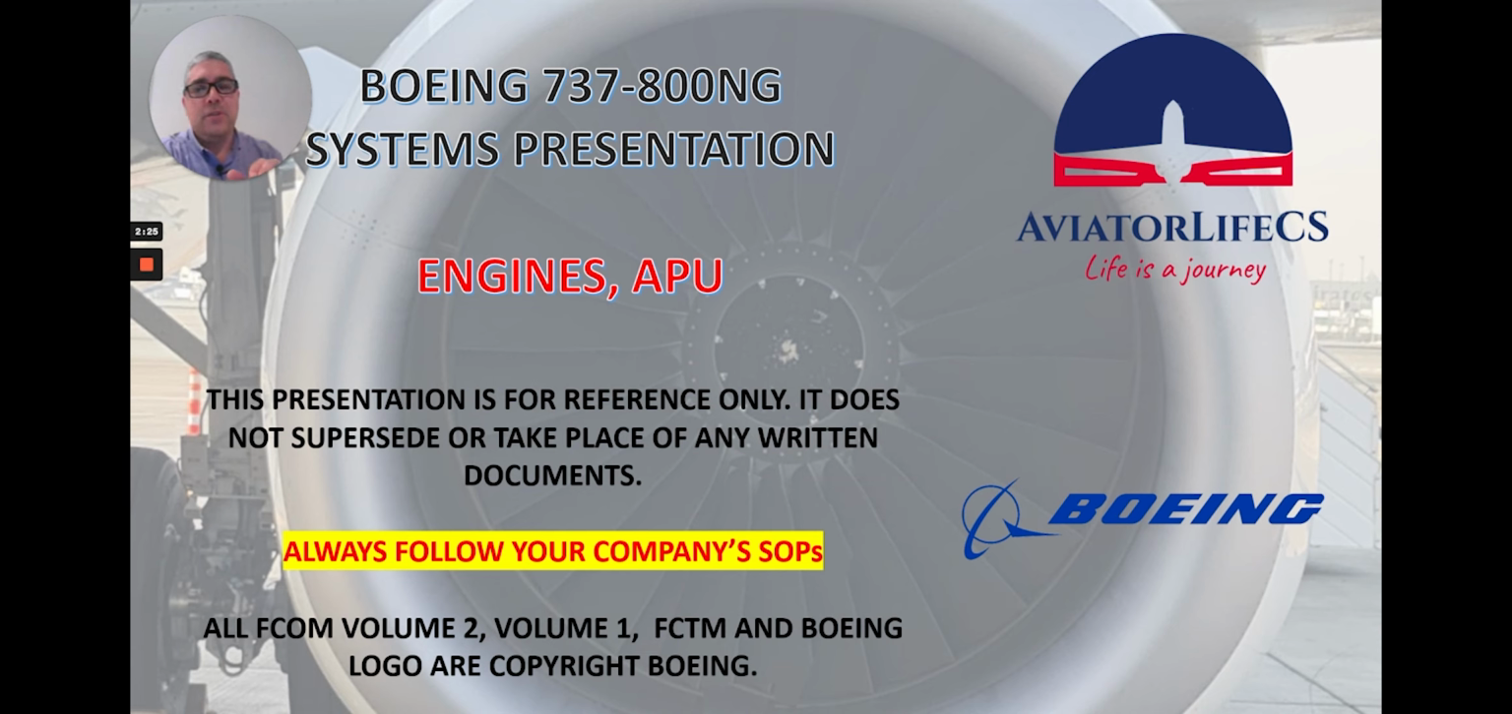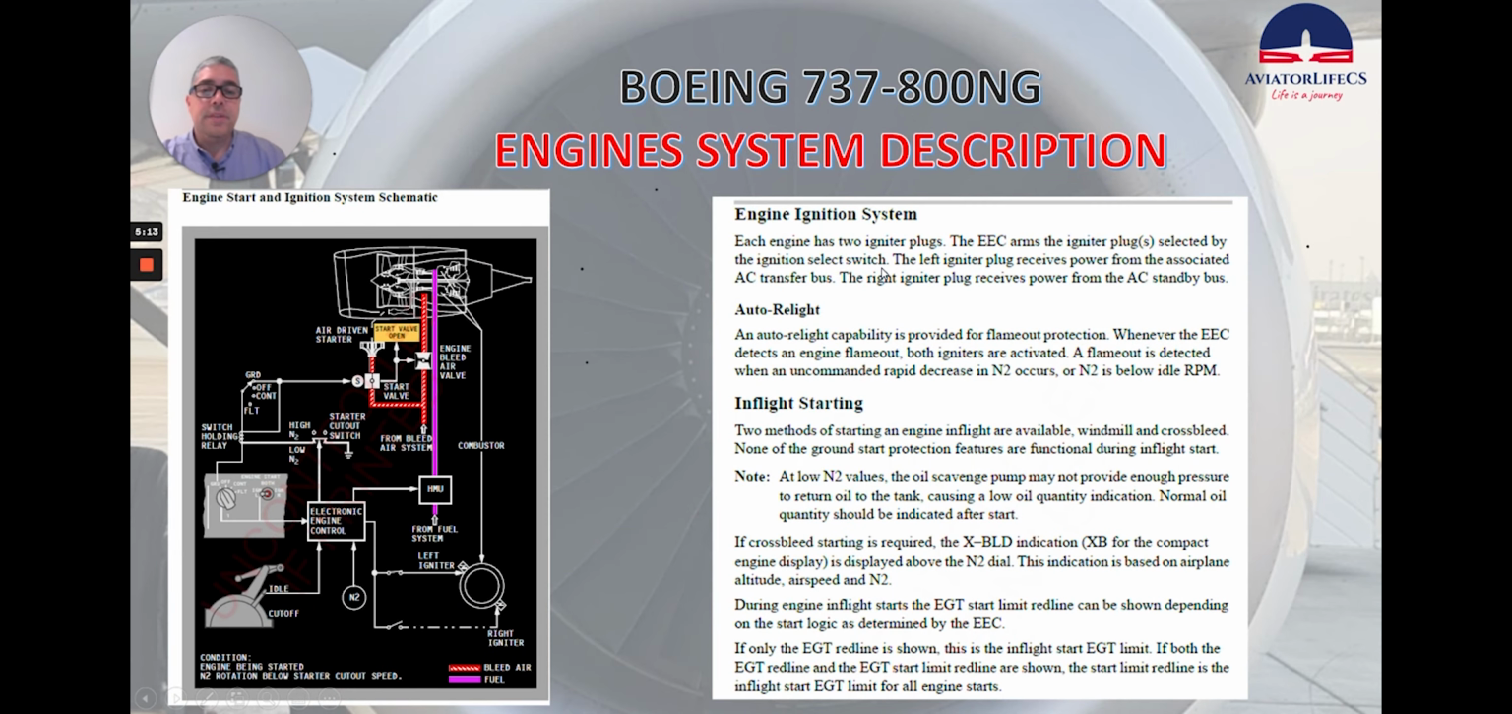And today we are going to finish talking about the engine system description, and then we'll talk about the APU. And we'll start with the engine ignition system. Each engine has two igniter plugs. The EEC arms the igniter plug selected by the ignition select switch.